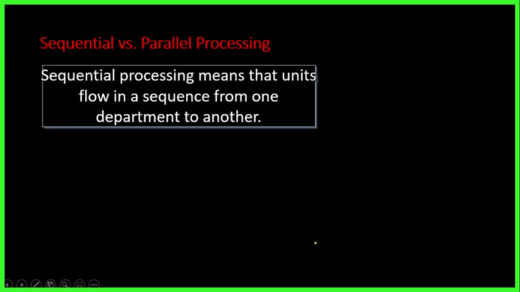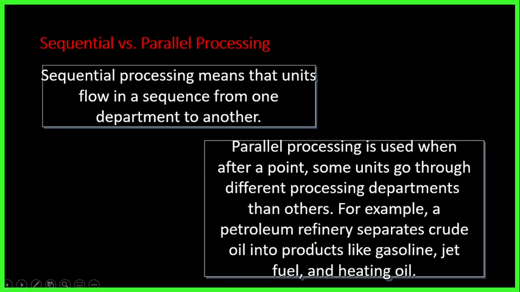Now, just in case you're producing different kinds of sardines, for example, at some point, some of your sardines will be in brine, and then some of them will be cooked in tomato paste, ayan, or tomato sauce, and then a part of that will become fried sardines, or hot and spicy. That is now your parallel processing. This is used when after a point some units go through different processing departments than others.